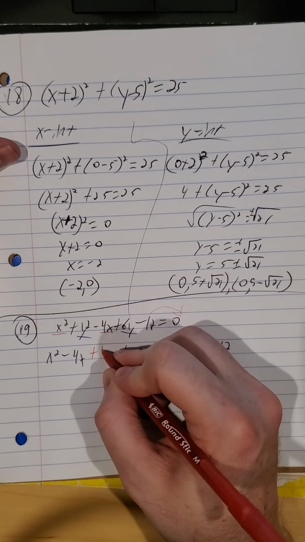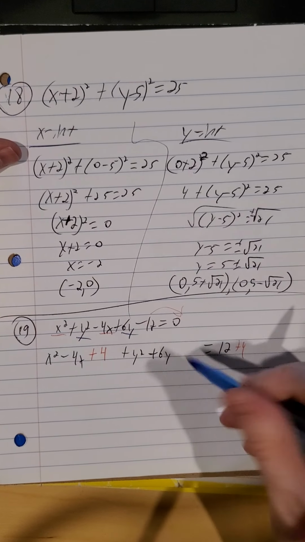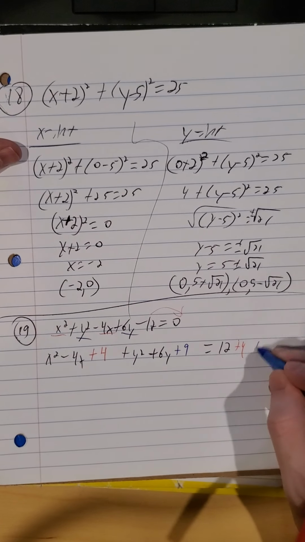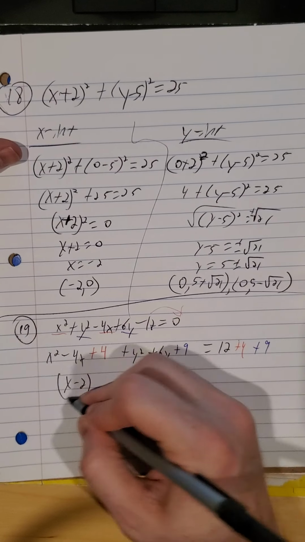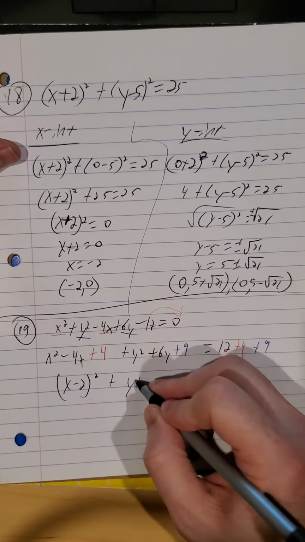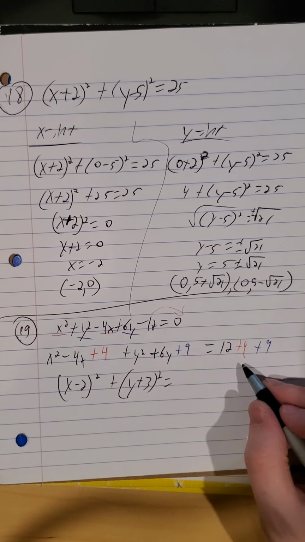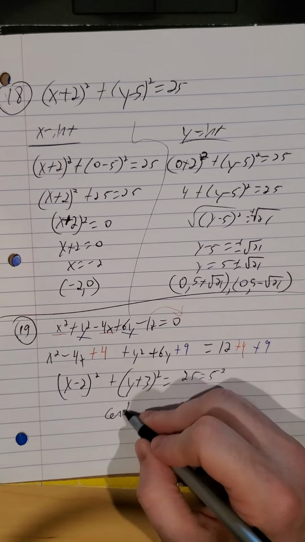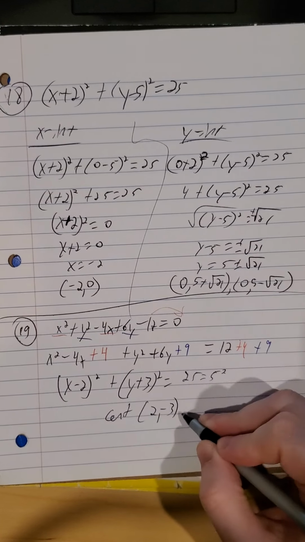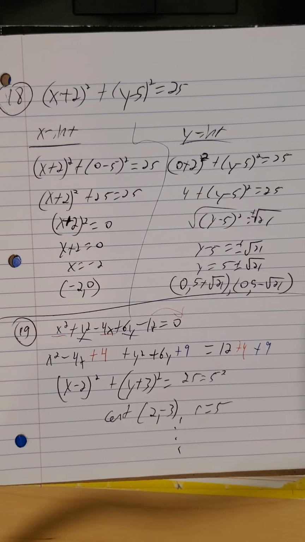Okay, completing the square on the x's, I'll add 4 to both sides. Completing the square on the y's, I'll add 9 to both sides. So x minus 2 quantity squared plus y plus 3 quantity squared is worth, let's see, that'd be 16 and 9, 25, well, 5 squared. So we have our center at (2, -3) and a radius of 5, and I'll let you sketch that out for yourself.